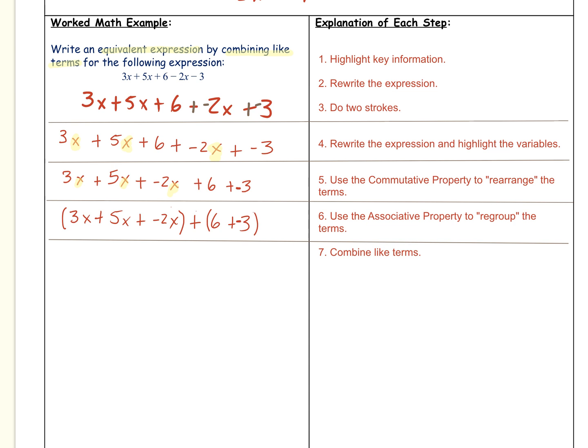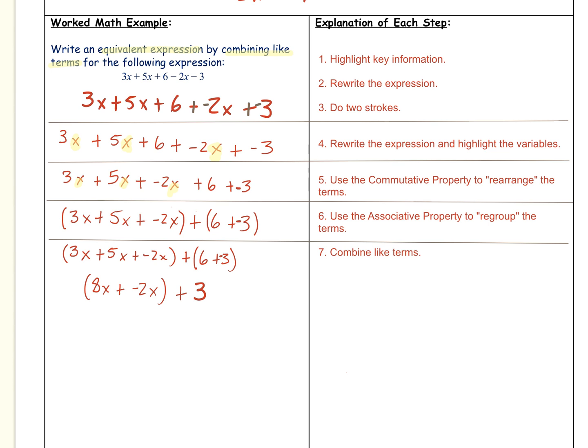Our seventh step will be to combine like terms. We're going to add the terms that have the same variables together, and the ones that don't have a variable together. We are going to start from left to right. For 3x plus 5x, we are going to add the coefficients, that means the numbers in front of the variable. So 3 plus 5 gives us 8x, plus negative 2x, plus we have 6 plus 3, so we have 9.